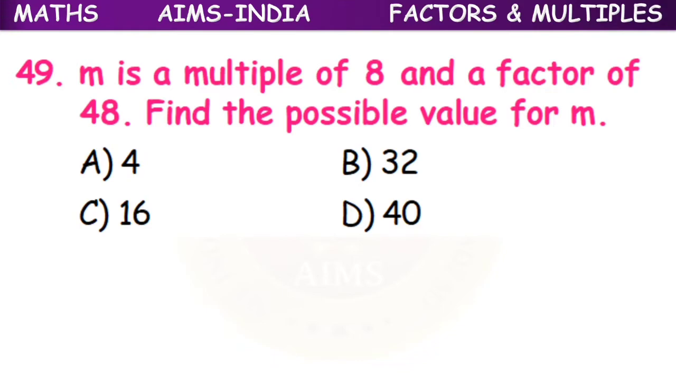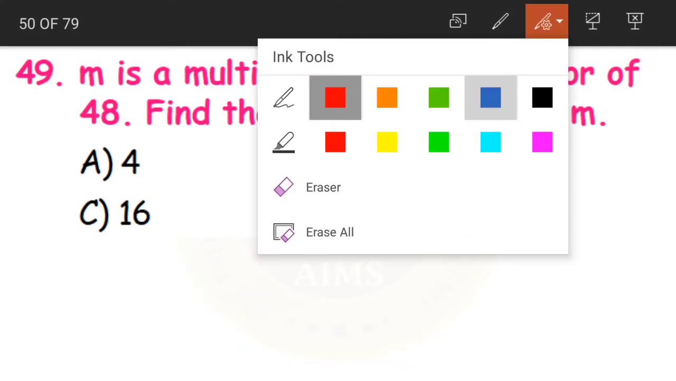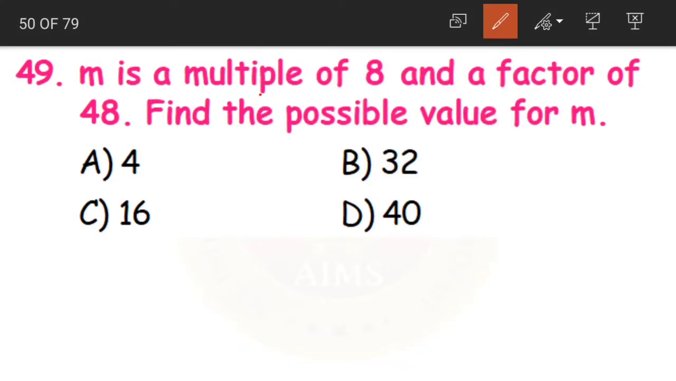Okay. Next, question 49. M is a multiple of 8 and a factor of 48. Find the possible value for M. What should we do? We should write down both the multiples of 8 and factors of 48. Or else, if you look at the given options, children, option 4, is it a multiple of 8? No. So option A becomes our wrong answer. Next, B, 32. Is it a multiple of 8? Yes, it is a multiple of 8. But is it a factor of 48? No.